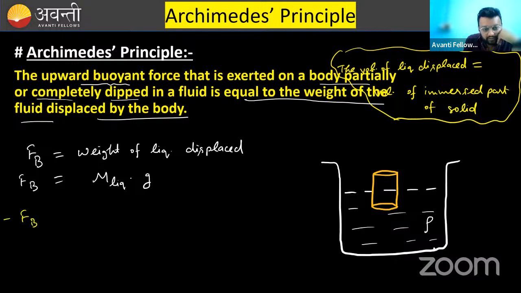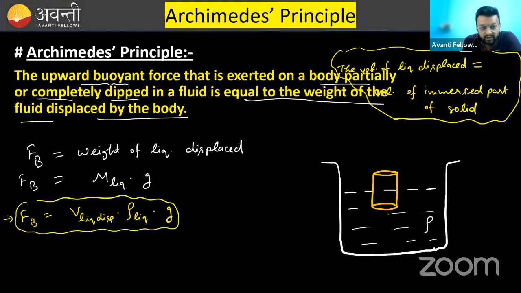Buoyant force is equal to mass into g, which is volume of liquid displaced into density of liquid into g. I think it is clear. So the punchline is: the buoyant force acting on a body is V rho g. Remember that V is the volume of the liquid displaced, rho is the density of the liquid, and g is the acceleration due to gravity.